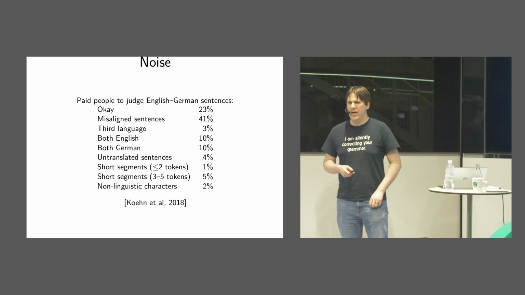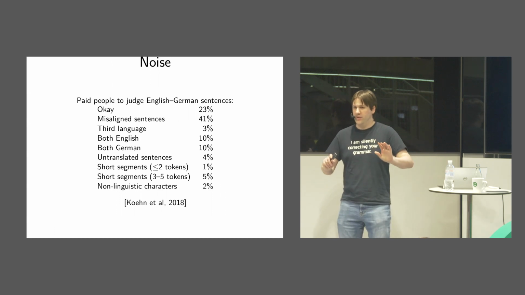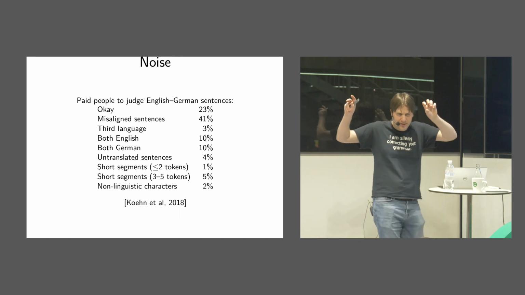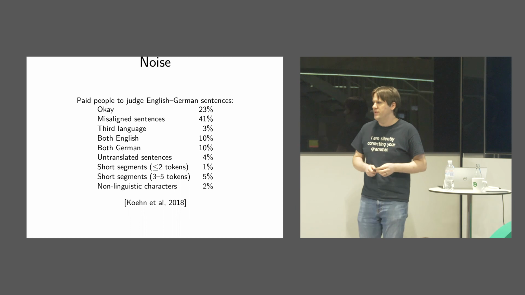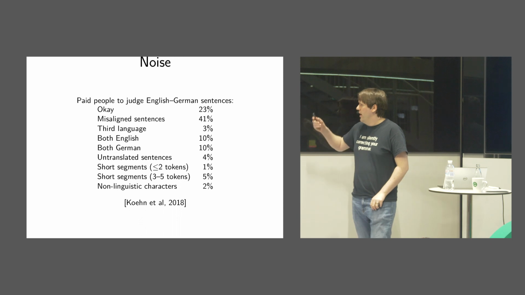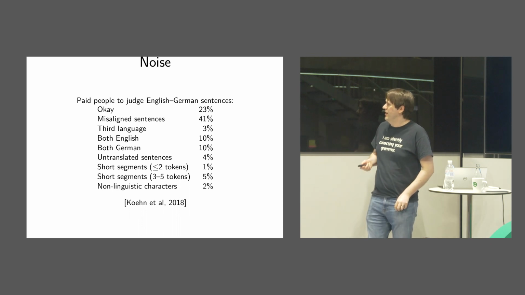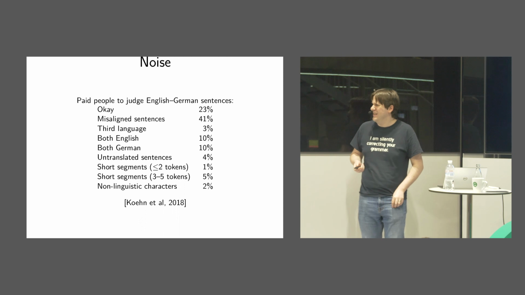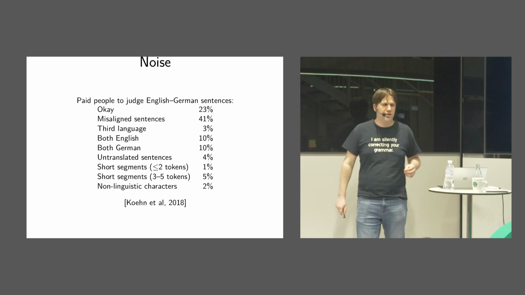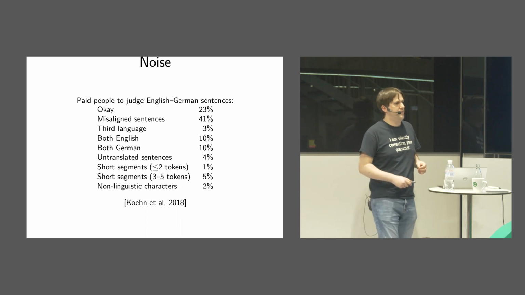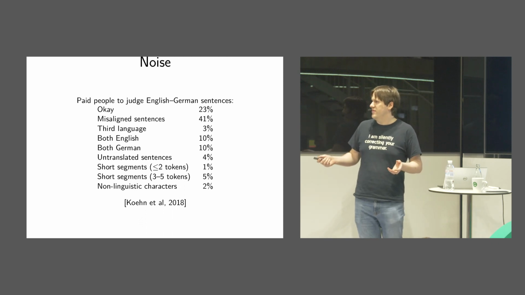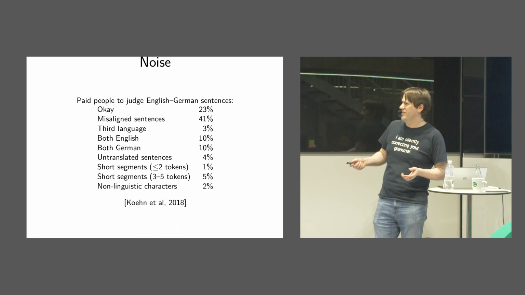Here's some indicator of how much noise is in it at this stage of the pipeline. We took some English-German translations and paid people to annotate, I believe, 2,000 sentence pairs about how they felt about, is this a parallel sentence? And you can see actually coming out of this messy pipeline that does approximate string matching, it's pretty noisy. There's a lot of sentences that aren't translations. Actually, almost half of them, 41%, are not translations.